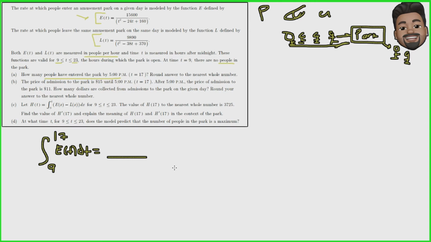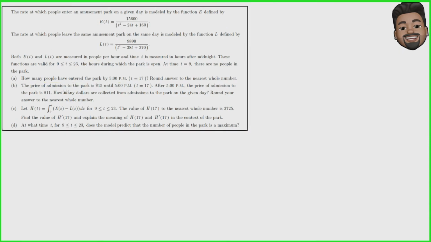But this is not calculator active, so we can't do this one. Even if we tried to do this one by hand, we couldn't. That's why they're calculator active. So we just need to know how to set this up. So that's part A. Part B is a little bit tough.